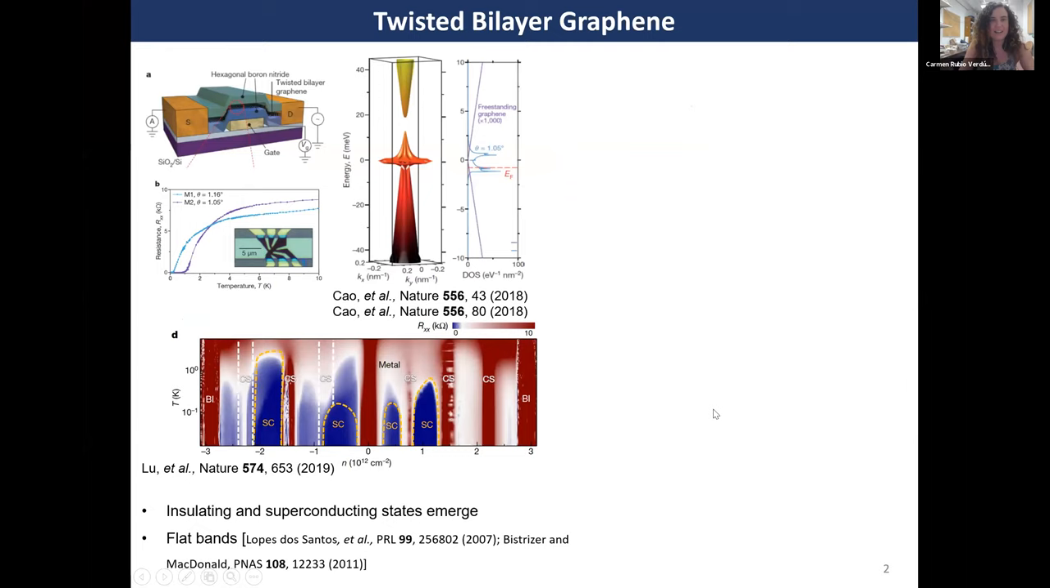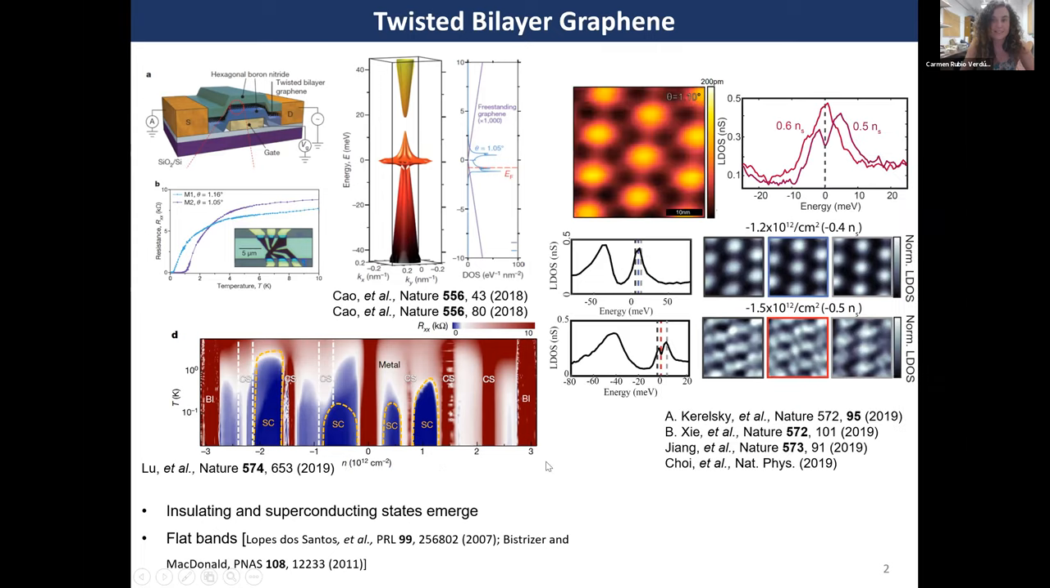As you all know by now, in 2018, in the group of Pablo Jarillo-Herrero, they reported two works in twisted bilayer graphene that opened a whole field of research. They found that when you twist two monolayers of graphene at the magic angle condition, a flat band emerges. And in those electronic flat bands, the interactions between the electrons are very important. They observed the presence of correlated insulating states as well as a superconducting transition at half filling of the conduction band. Later, in the group of Efetov, they found that in very clean, uniform samples, these insulating states emerge at all integer fillings and are surrounded by superconducting states.